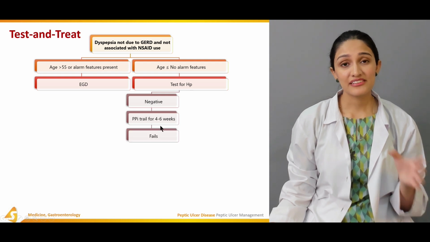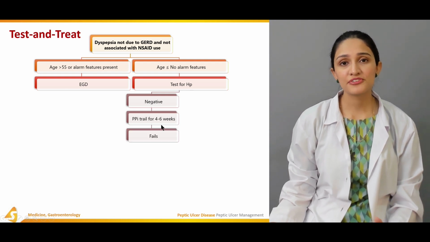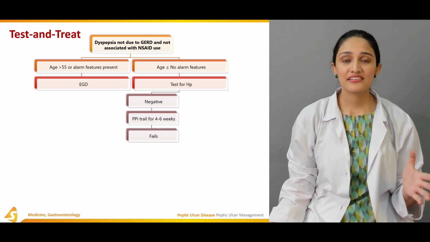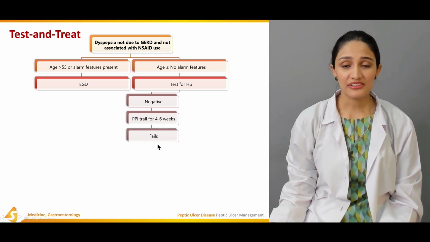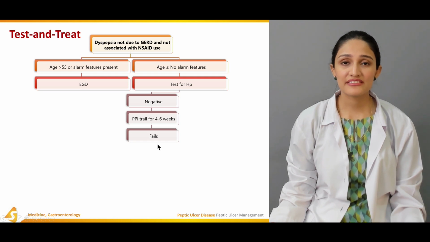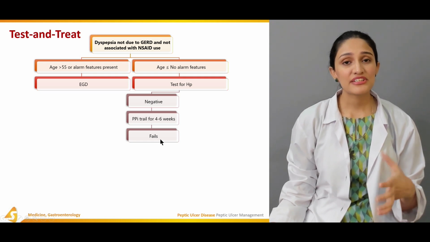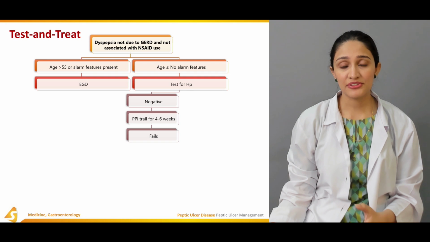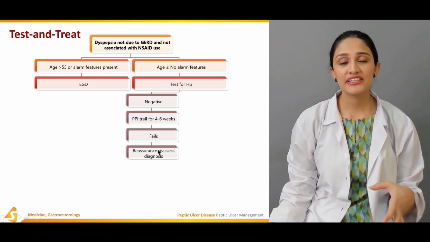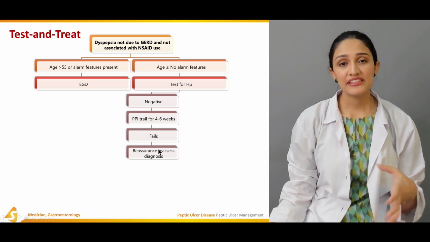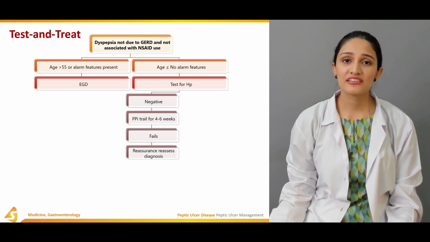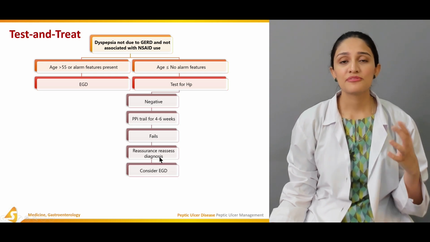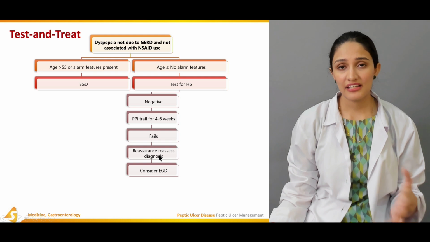So if the patient comes back after 4 to 6 weeks and still has the symptoms of dyspepsia, it naturally shows that the patient has failed the proton pump inhibitor treatment. So this patient is usually reassured and then the diagnosis is reassessed. And if the patient still presents with dyspepsia, then we're going to be considering endoscopy.